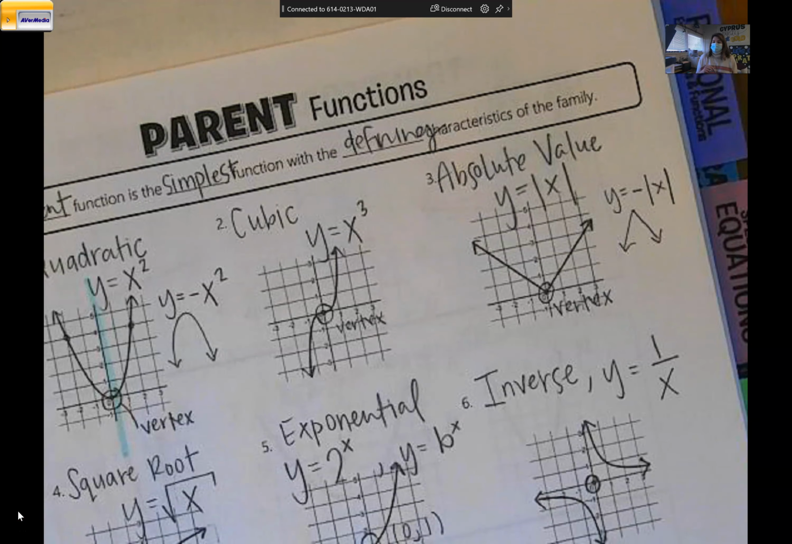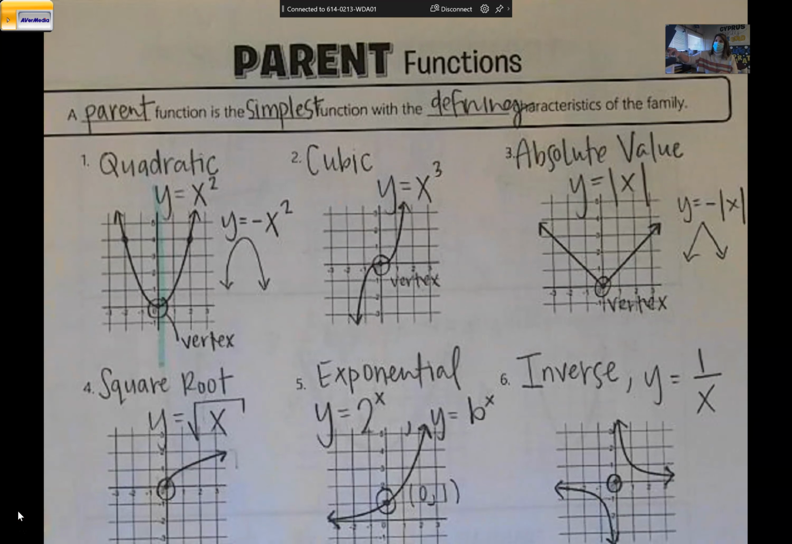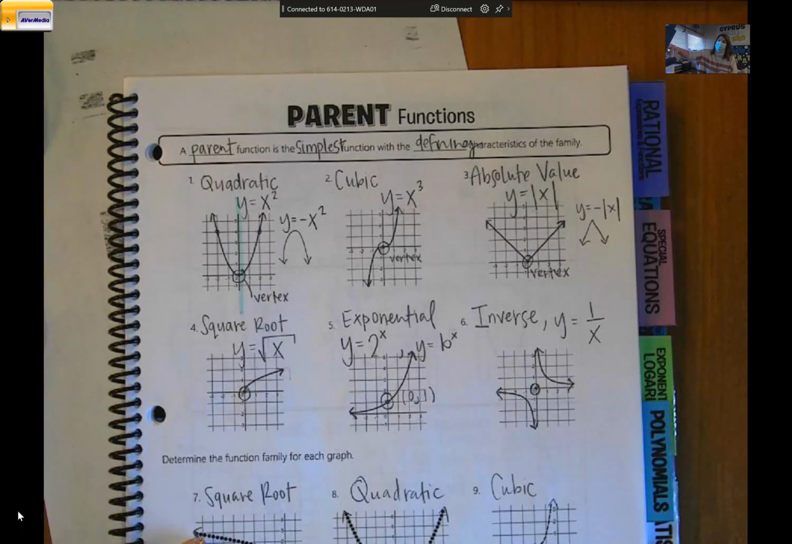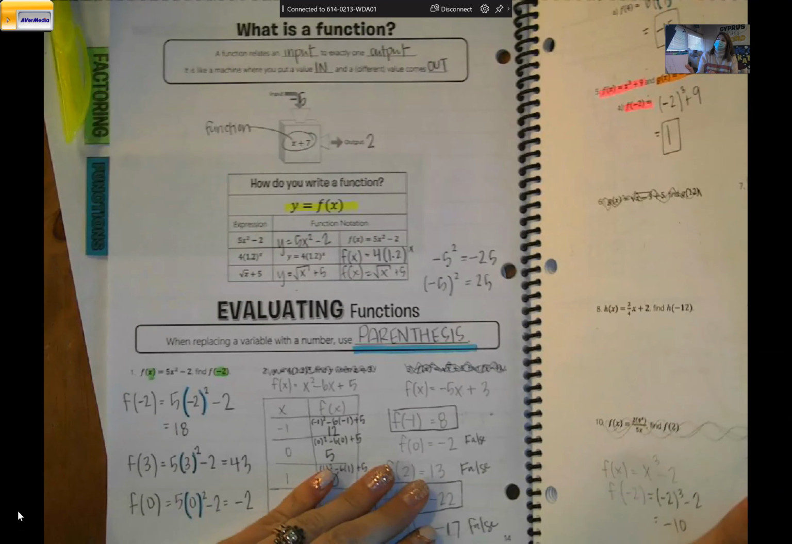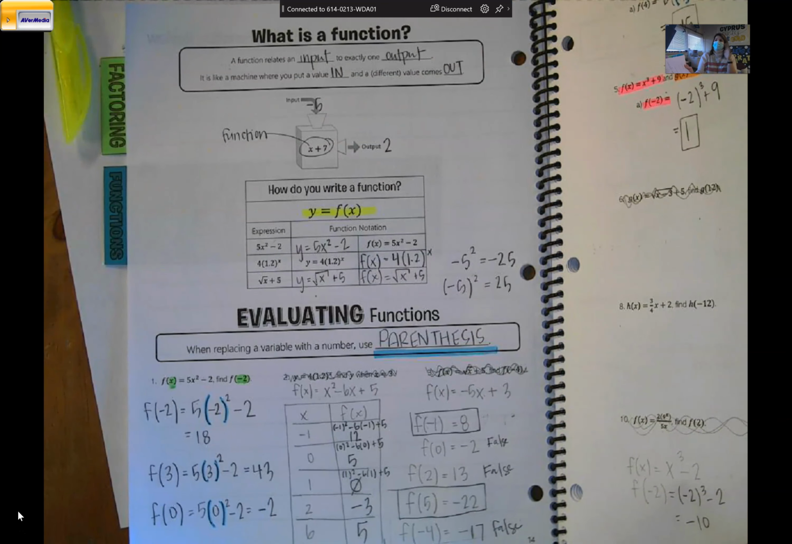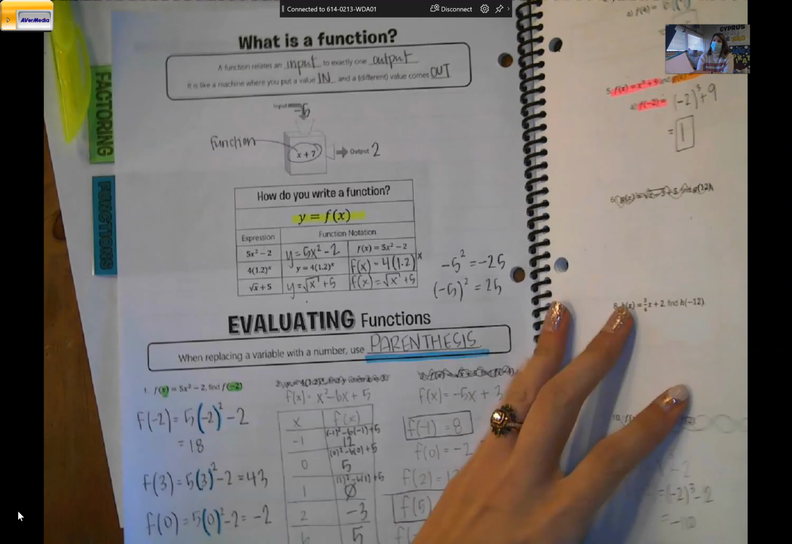Okay, today is October 1st. We're going to go over domain. Let's take a brief trip down memory lane on what we have been doing in this unit. You don't have to turn your pages, I'll just turn mine for you. So we started with evaluating functions. We take a value, we plug it in, we get a value out.